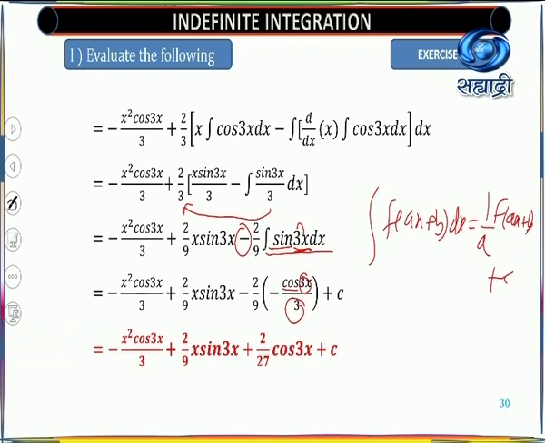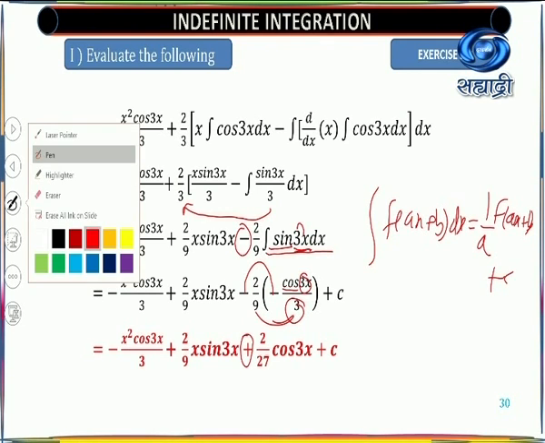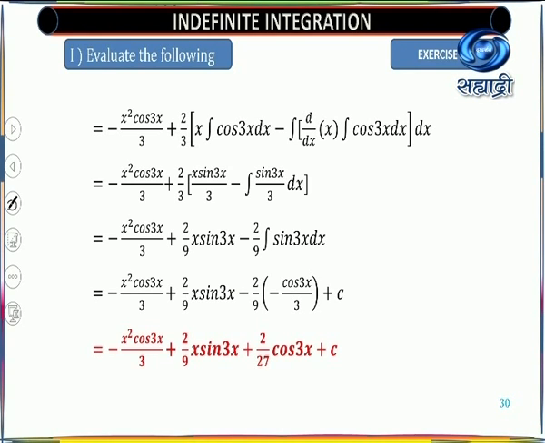So the final answer is minus x square cos 3x upon 3 plus 2 upon 9 x sin 3x. Now look here, this minus minus is plus. 2 upon 9 into 3, 9 into 3 is 27. So 2 upon 27 cos 3x plus constant of integration. Okay, so we are finished with this example.